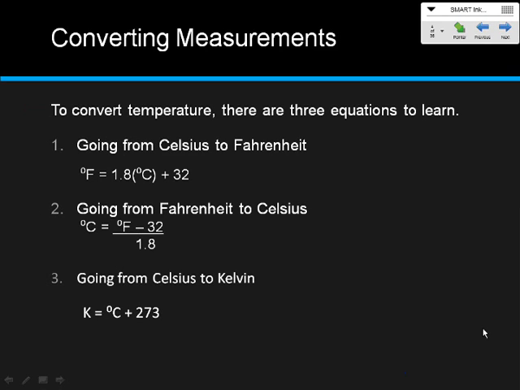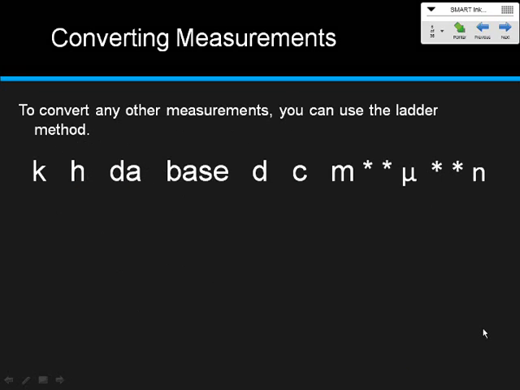Okay, now that we've practiced converting temperature, let's look at converting other types of measurements. Now these, you're going to use a ladder method, and the ladder is this order. We have kilo, hecta, deca, the base unit, deci, centi, milli. You skip 2 spaces and you have micro. You skip 2 spaces and you have nano.